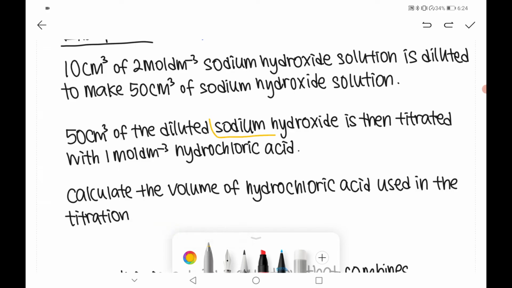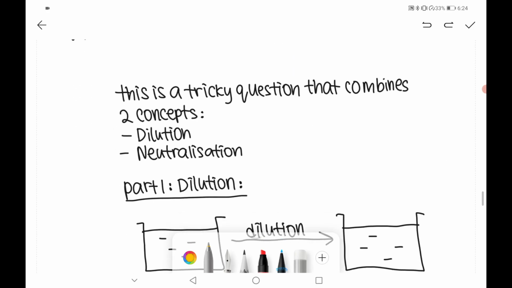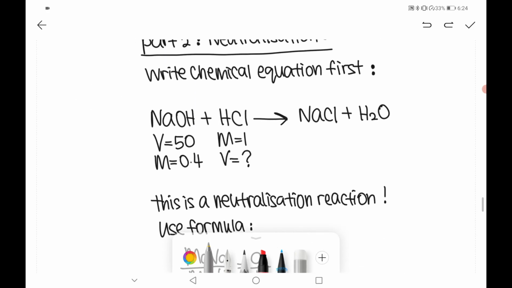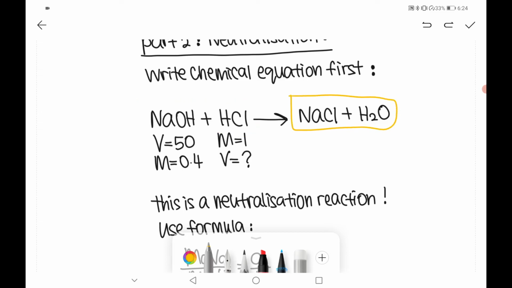So we have sodium hydroxide, which is NaOH, reacting with hydrochloric acid, which is HCl. Let us write the chemical equation. When the sodium hydroxide reacts with hydrochloric acid, you will get NaCl and water. Okay, this chemical equation is not given. You need to know how to write it on your own. When acid reacts with alkali, you get salt and water.